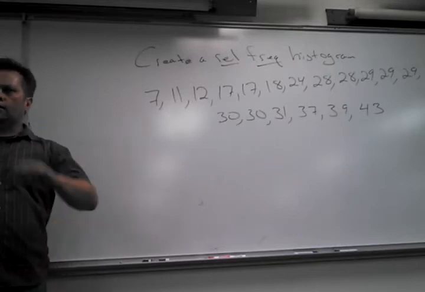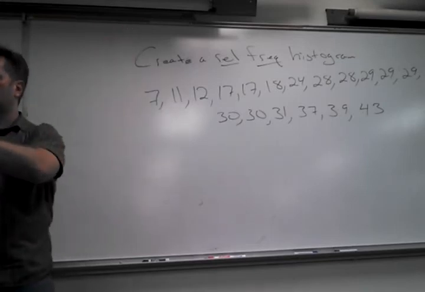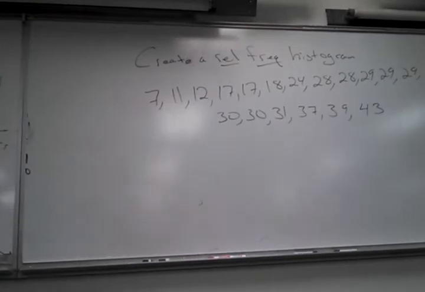So do everything we just did. Make a relative frequency table, and then make a histogram out of that. Whichever way you want to do it, my way or the book way.